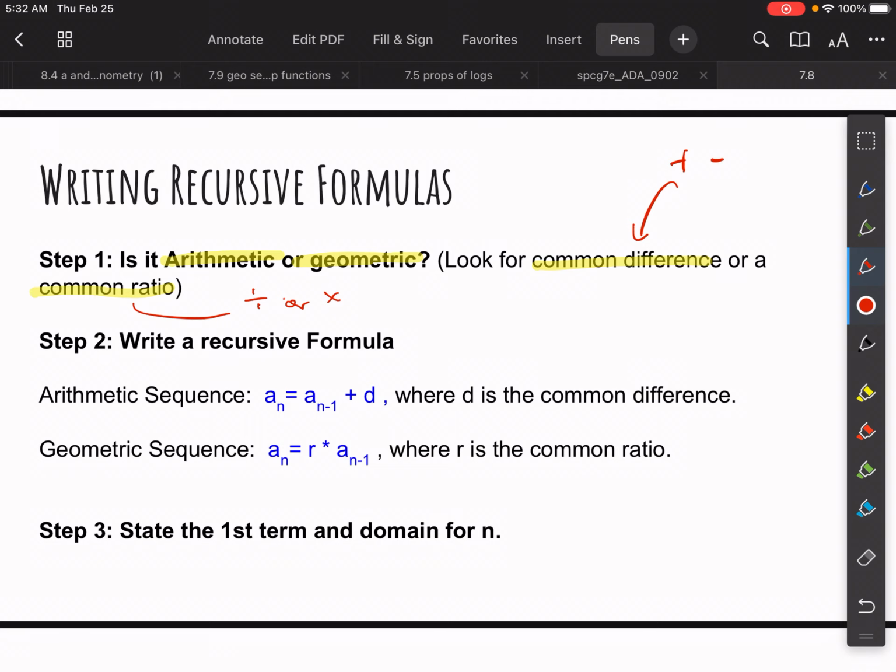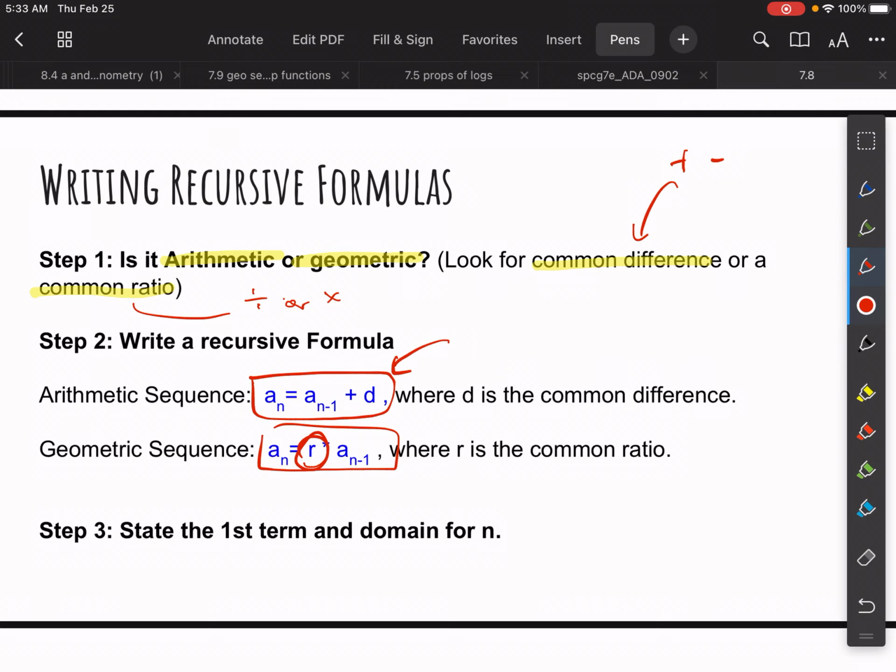So step 2 says write a recursive formula once you know the pattern. If it's arithmetic, you're going to have the previous term and you're going to add or subtract the common difference. If it's geometric, what we're going to do is take the previous term and multiply by the common ratio. Okay, so have these two formulas written down ready to go, but they should become kind of second nature as you're doing this.